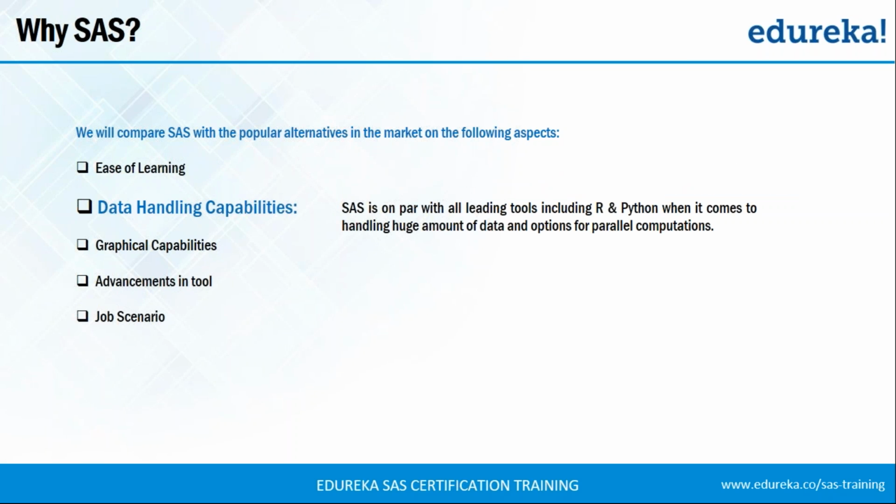Data handling: SAS is on par with all leading tools including R and Python when it comes to handling a huge amount of data and options for parallel computation. Now there is a SAS grid also in the market, which splits the partitions and handles huge data. Any analytics tool, if it cannot handle huge data, is limited, because the more data you have, the better your prediction. So data handling is another capability which SAS is good at.